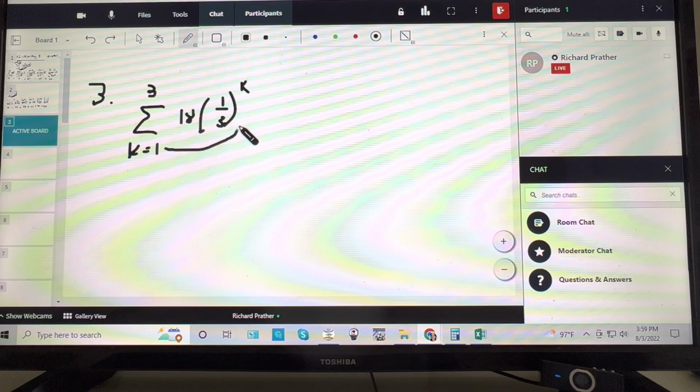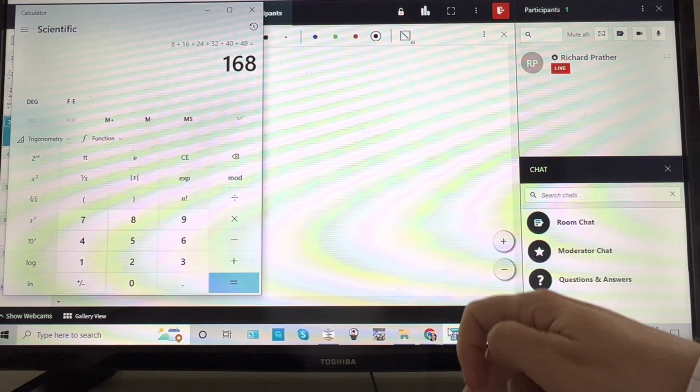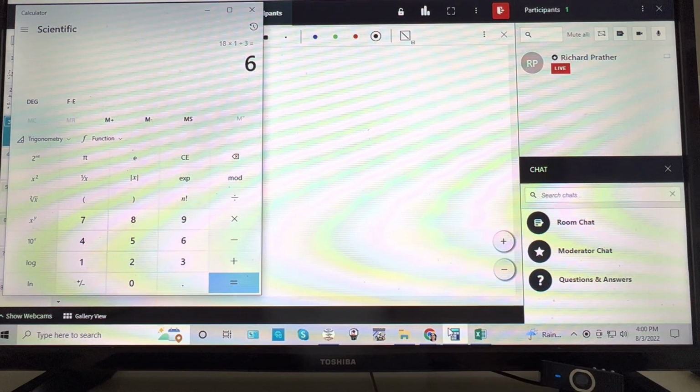So first we're going to plug a 1 in right there. When k is 1, we're going to get 18 times 1/3 to the first power. And you should do the exponent before you multiply. So it would be 1/3 to the first power, which is 1/3. And 18 times 1/3 is actually the same thing as 18 divided by 3. That's 6. But if you didn't know that, you could literally type 18 times 1 divided by 3. 1 divided by 3 is 1/3. So there's 6.